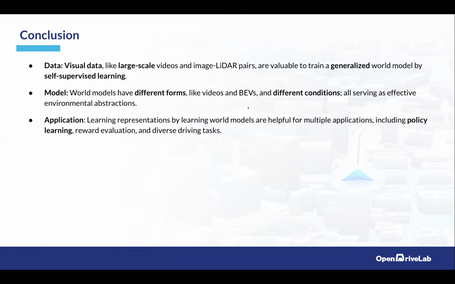For world models in autonomous systems, we can utilize visual data, the large-scale videos and images, to get a very generalized world model through self-supervised learning.